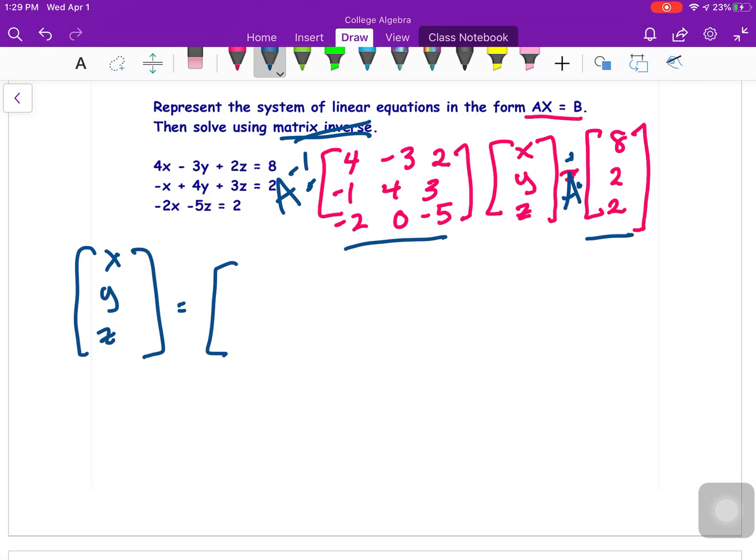I would take A inverse, which comes out to be 4/17.